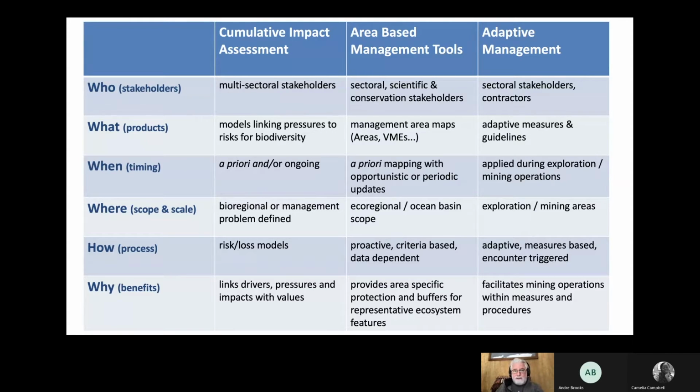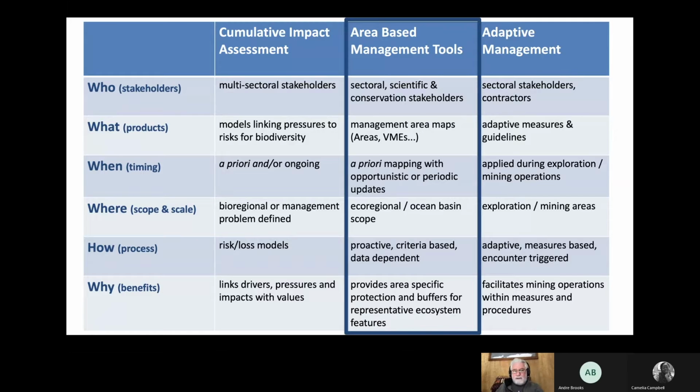Area-based management tools really look at a priori mapping, with opportunistic or periodic updates potentially in the future, and also at delivering maps of specific areas, vulnerable marine ecosystems, and areas of precaution, so a variety of different kinds of tools and approaches.